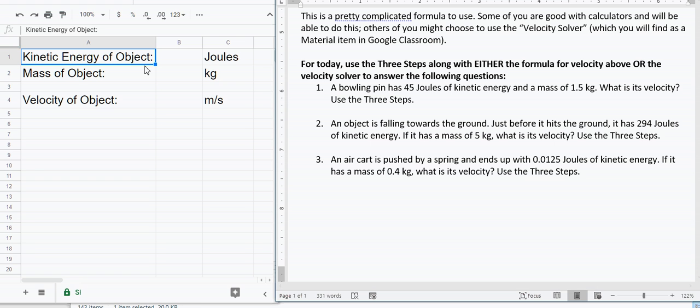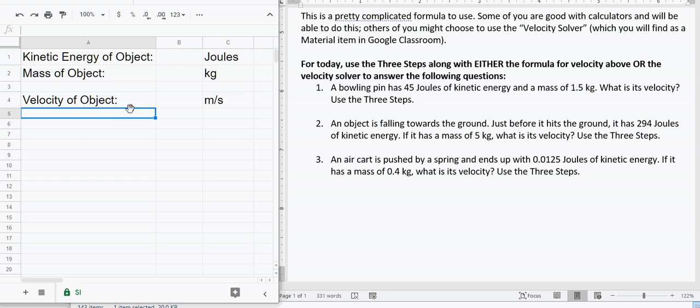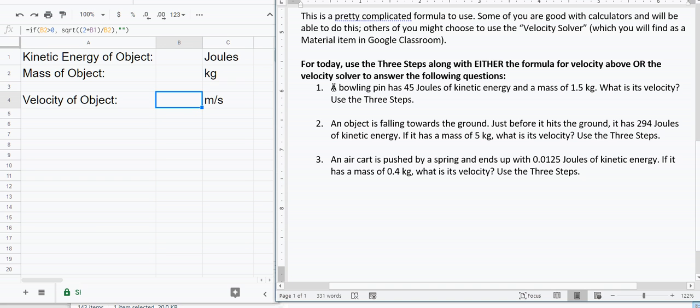I want to show you real quickly how to use this velocity solver. So this allows you to tell the computer what the kinetic energy of an object is and what the mass of that object is, and it will automatically tell you what the velocity is. And it's really pretty straightforward. So I'll show you what it looks like using this first problem in today's assignment as an example.